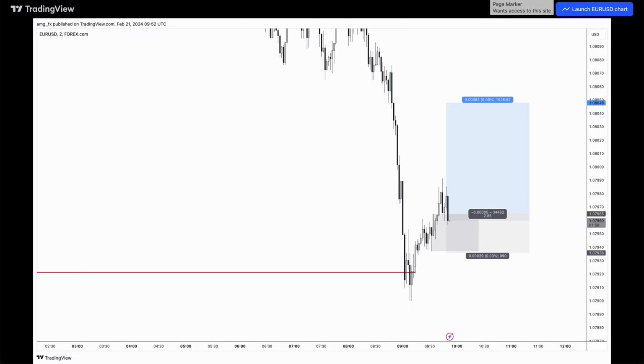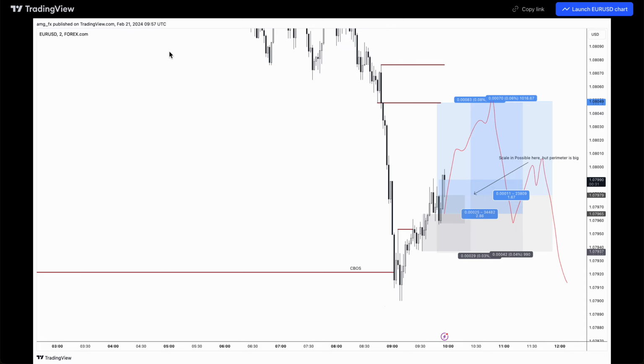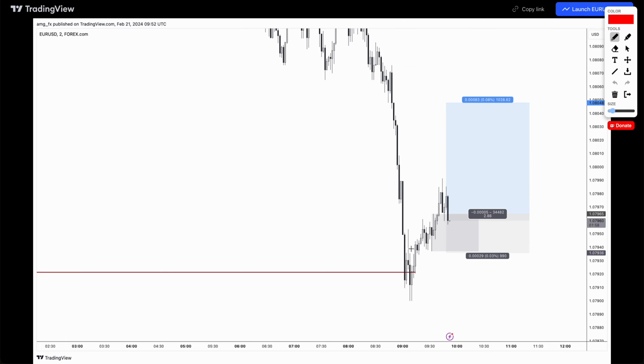Cool, so what we have here is EU, right? So we had a very sharp move down, and we had a CBOS here on the lower time frames, right? And we had a break, push up, break down, and then a very small transition here in comparison to this higher time frame break of structure there, right?